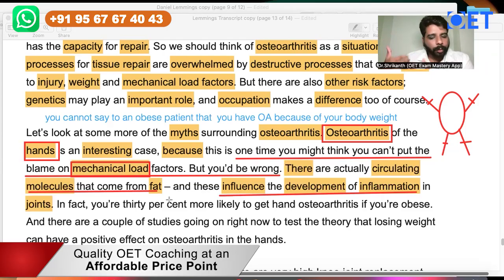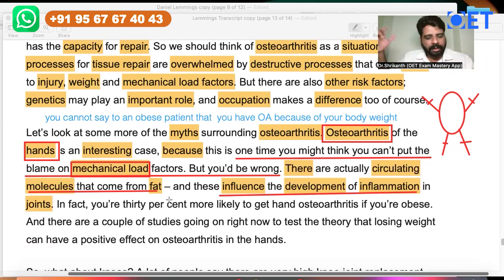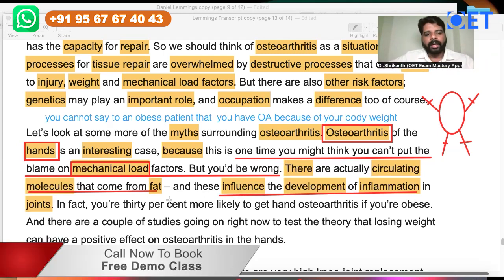people think everything is related to mechanical load, but that is not the case. Even if the hand is not being used at all, if the patient is not doing any kind of mechanical load, they will still get osteoarthritis of the hands, because if they are fat, if they are obese, some chemicals will be released, and these chemicals result in the development of inflammation of the joints. Right. So he is actually clarifying it.